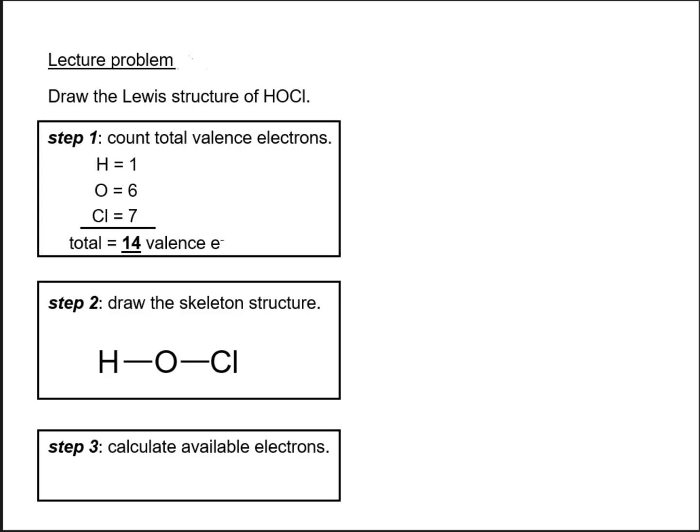Now let's see how many electrons we still have available. So we used 2 electrons for each one of these single lines. We initially had 14 electrons, and 4 of them we used in order to make the skeleton in step 2. So we have a total of 10 electrons still available.